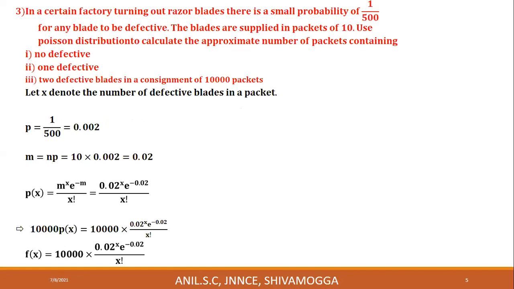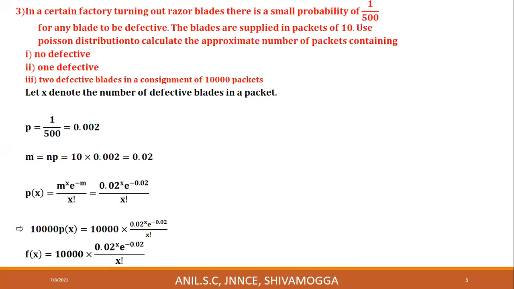In a certain factory turning out razor blades, there is a small probability of 1 by 500 for any blade to be defective. Clearly, there are 2 possibilities. The product may be a defective product. The product may not be a defective product. Therefore, only there are 2 possibilities. The blades are supplied in packets of 10. Use Poisson distribution to calculate the approximate number of packets containing no defective blades, 1 defective blade, 2 defective blades in a consignment of 10,000 packets.